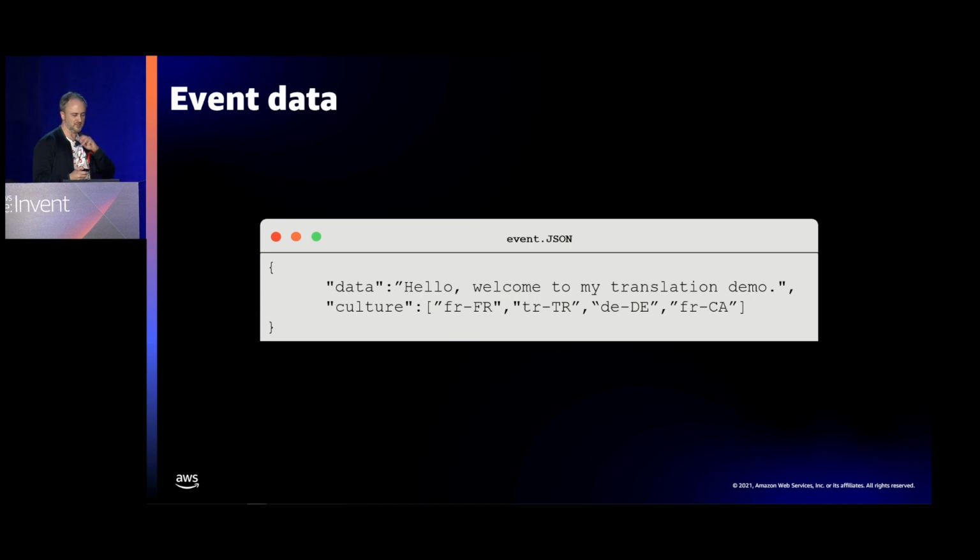This is a web app that translates some text into different languages and produces an MP3 file of that translation as well. This is the input that I provide to that application. So I'll read it out. It has a data value that says, hello, welcome to my translation demo. And then it has a key called culture with an array of languages: French, Turkish, German, French Canadian.